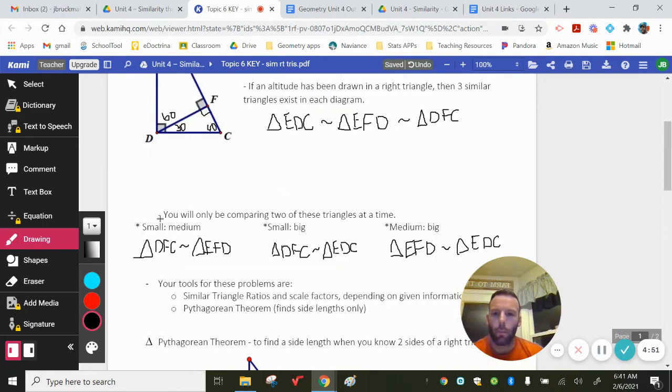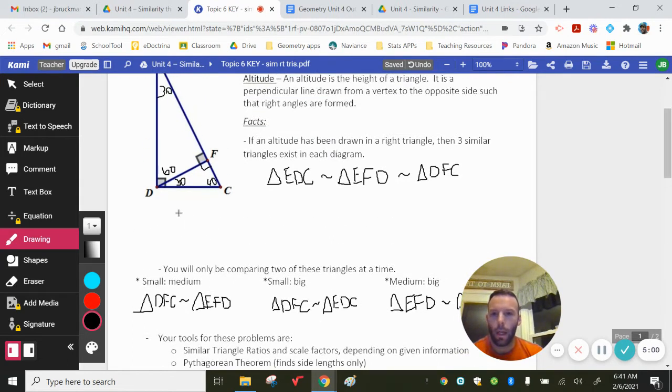So if I was going to compare the small triangle to the medium triangle, that would be triangle DFC is similar to triangle EFD, because again, I match up a 30-degree angle with a 90-degree angle with a 60-degree angle. And the order doesn't matter as long as you're consistent.